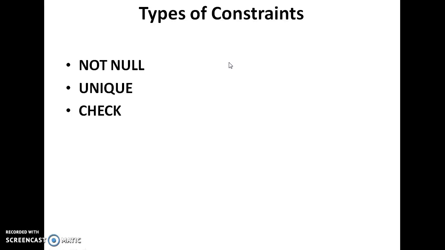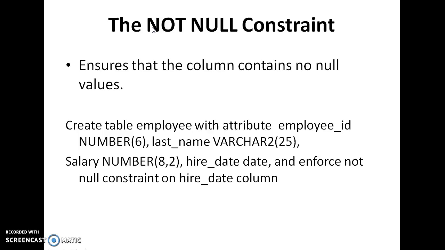The types of constraints that we will be discussing here are not null, unique, and check constraints. First, the not null constraint. The not null constraint ensures that a column contains no null values. It means that for whatever column you have enforced the not null constraint on, that column doesn't allow the user to enter a null value, or to ignore that particular column. He has to enter some value for that column. This is what is looked after by the not null constraint.